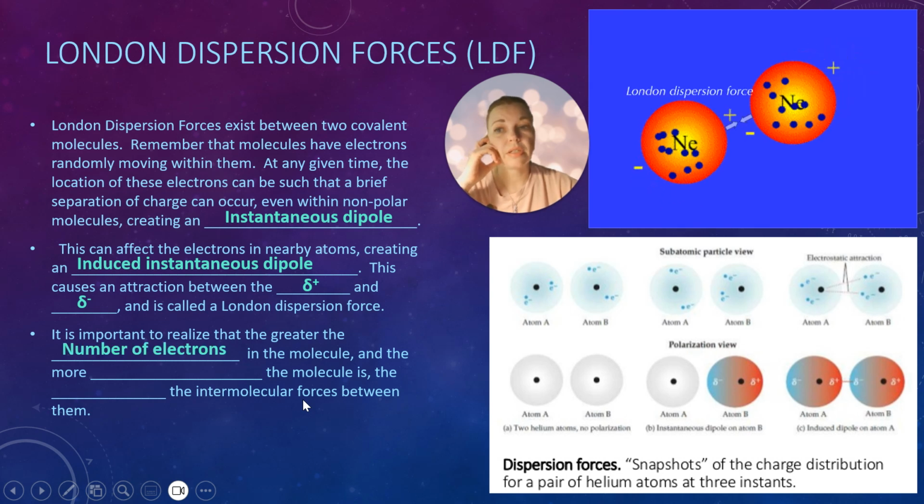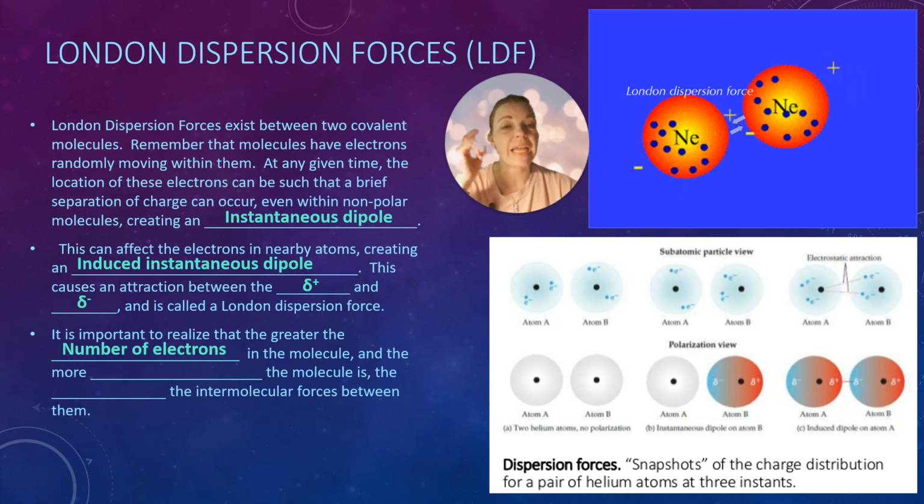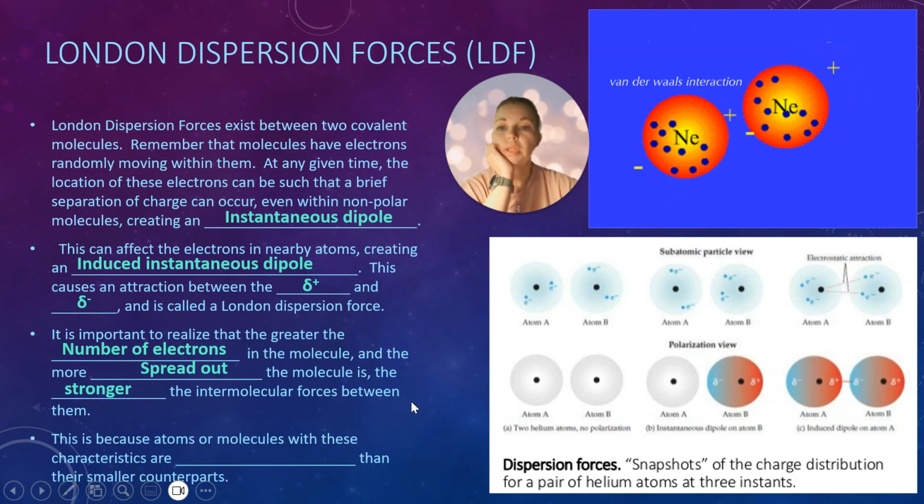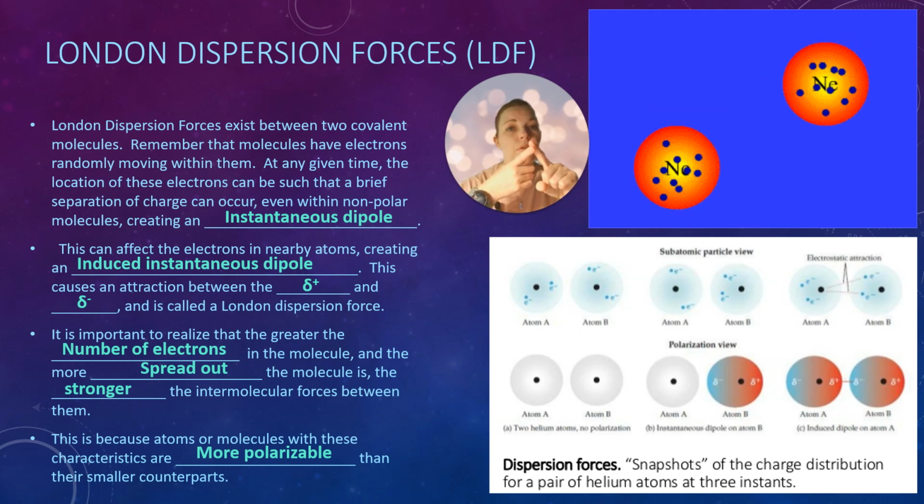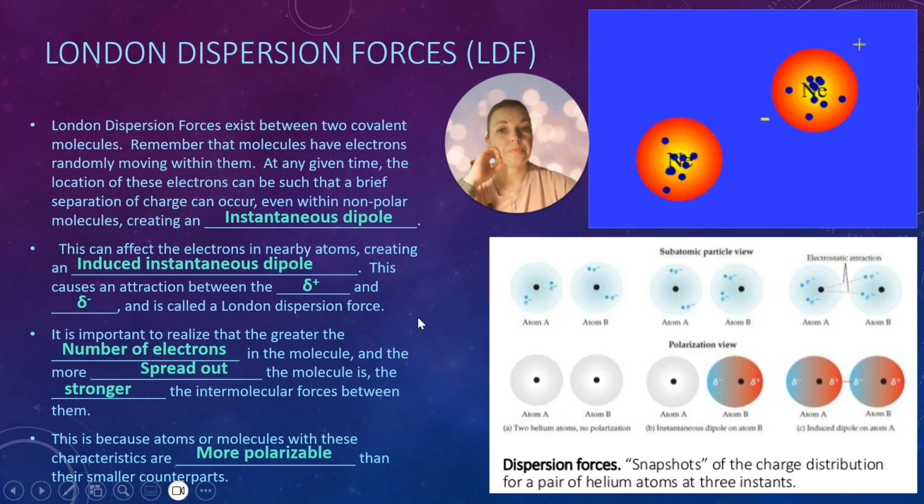So it's important to realize that the greater the number of electrons in the molecule and the more spread out the molecule is, the stronger the intermolecular forces will be between them, because it gives you more opportunities for these electrons to just randomly have an electron cloud that is unevenly distributed. Okay, so the term that we would use for that is more polarizable, right? So that's the phrase I would like you to use. That is the tidiest way to describe what I just talked about. Atoms or molecules that have a greater number of electrons or are more spread out, more elongated, are more polarizable.